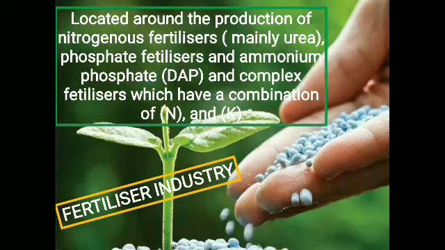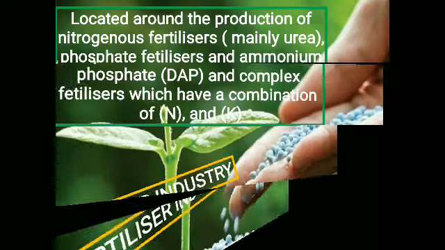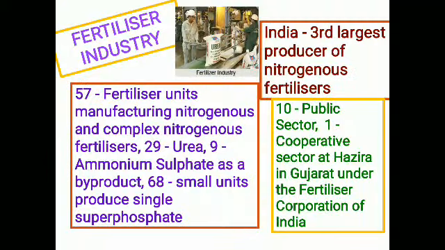So the fertilizer industry is centered around the production of 1, nitrogenous fertilizers, 2, phosphate fertilizers, 3, ammonium phosphate and 4, complex fertilizers, which have a combination of nitrogen, phosphate and even potash. The third, that is potash, is entirely imported, as the country does not have any reserves of commercially usable potash or potassium components in any form.